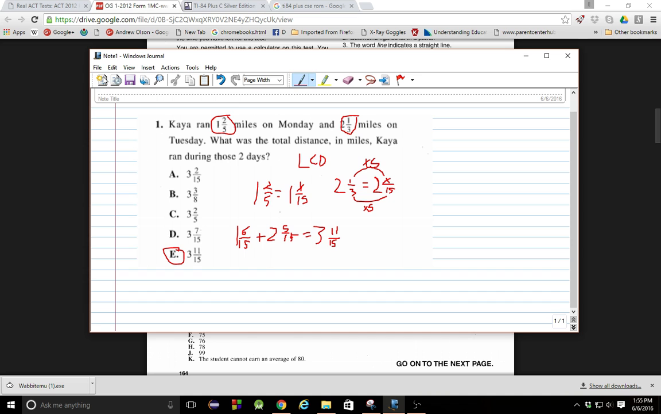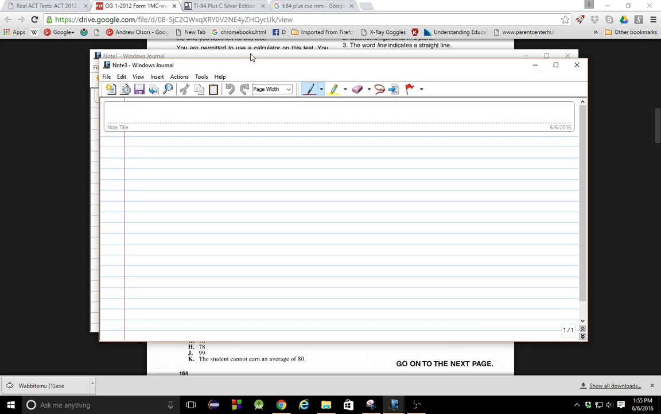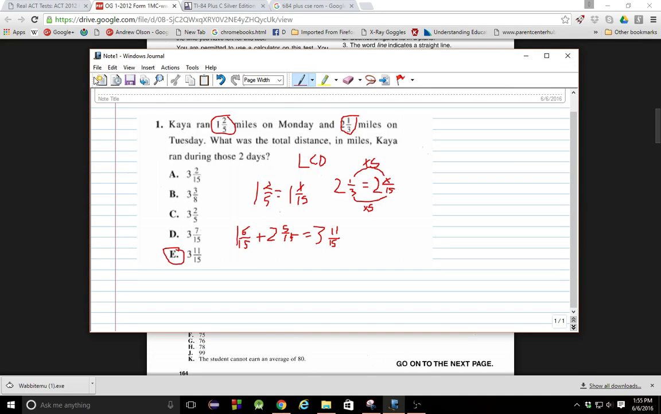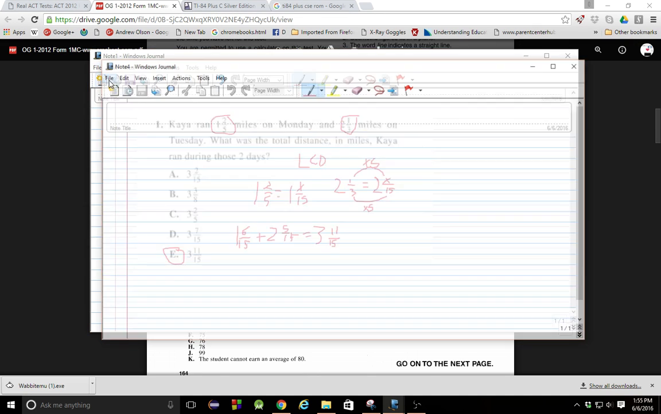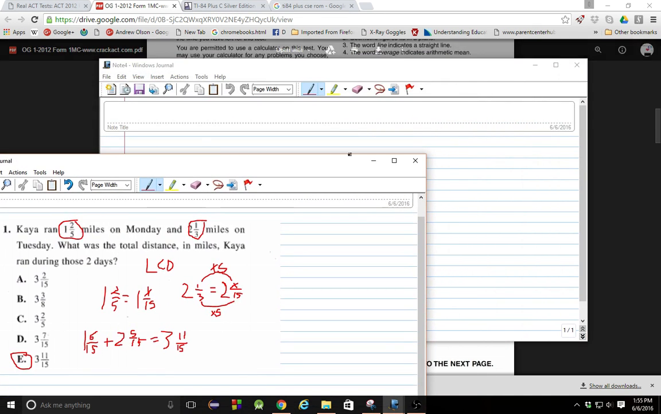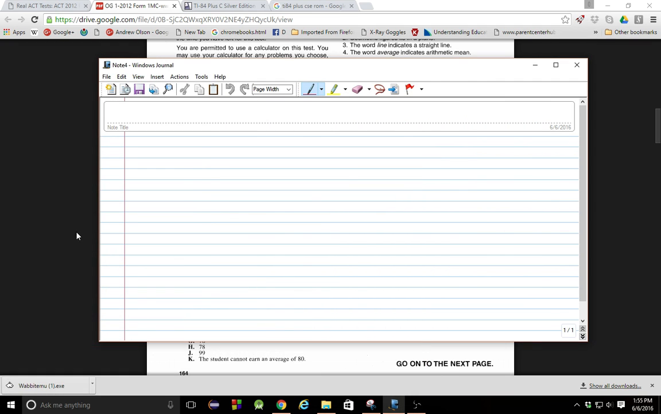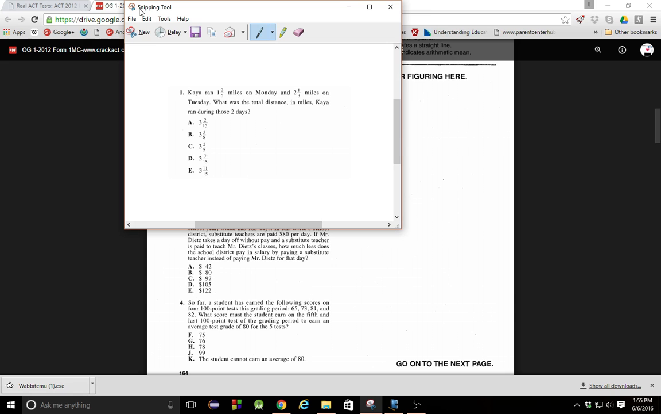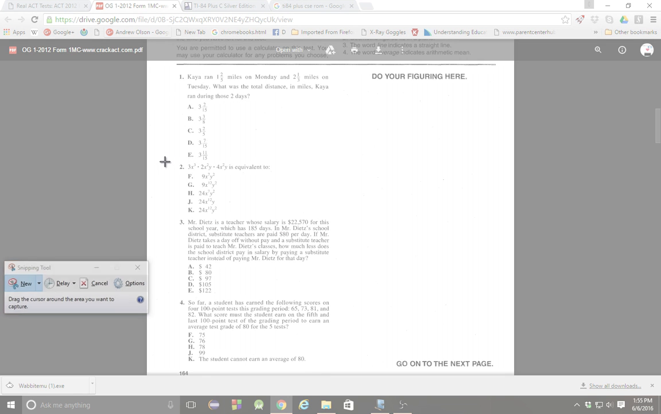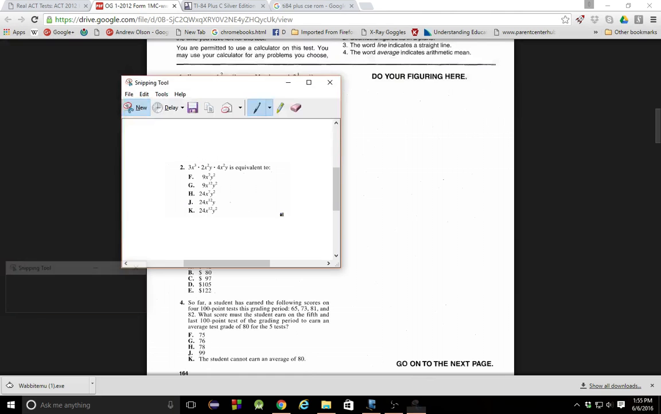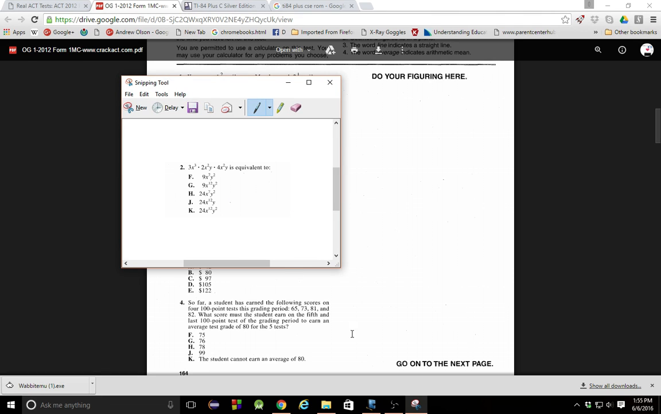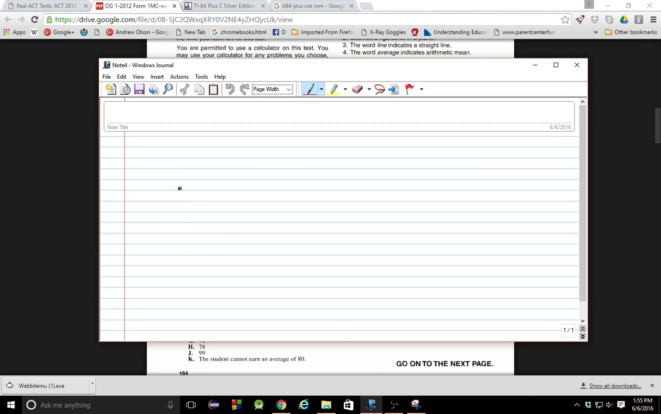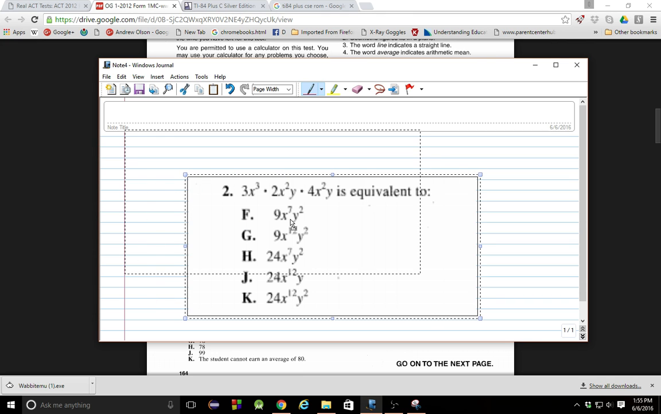Okay, so let's go to the next problem. I'm going to have to copy and paste this one. Here is a pretty simple problem. Enlarge it.